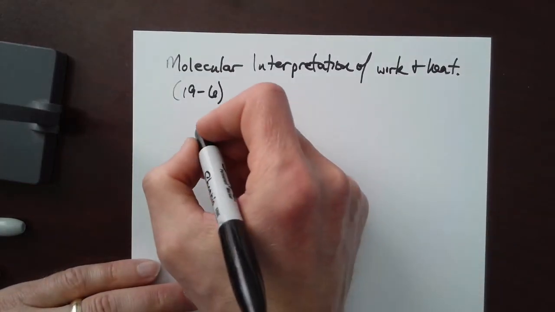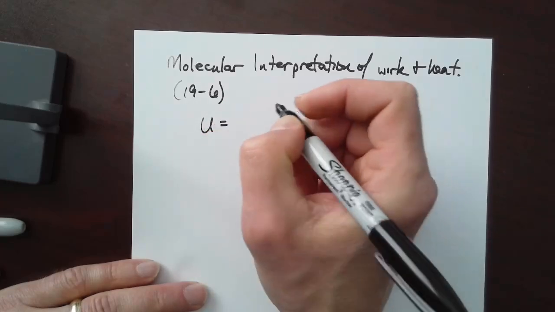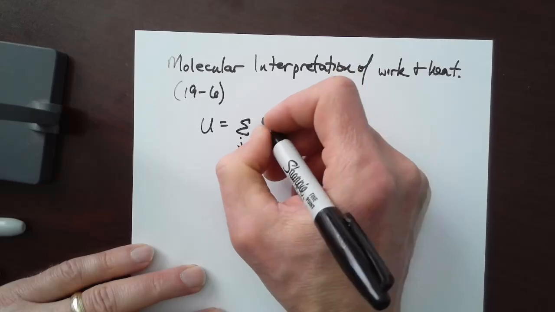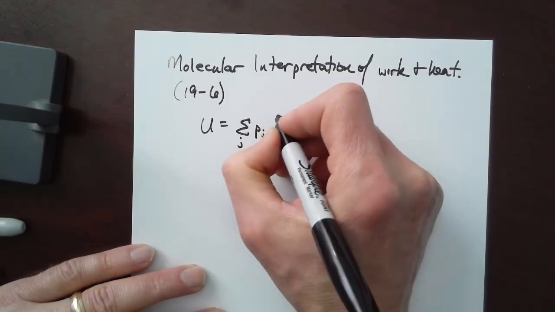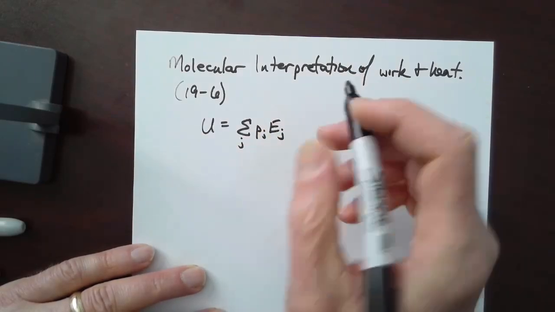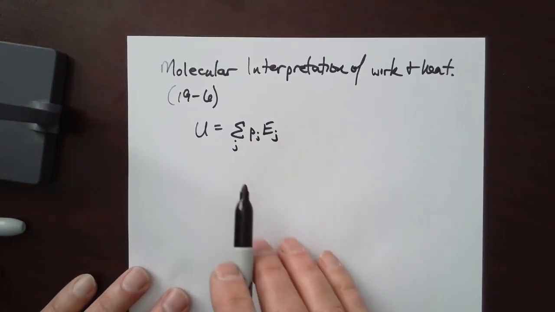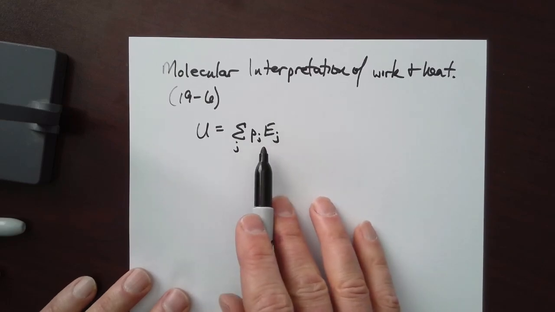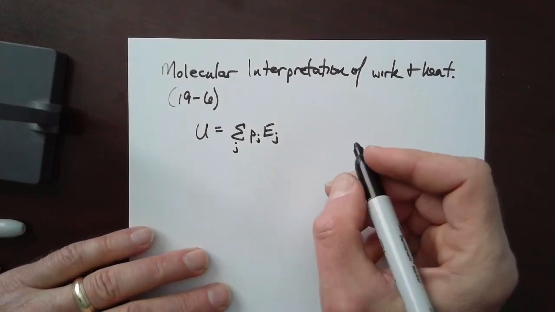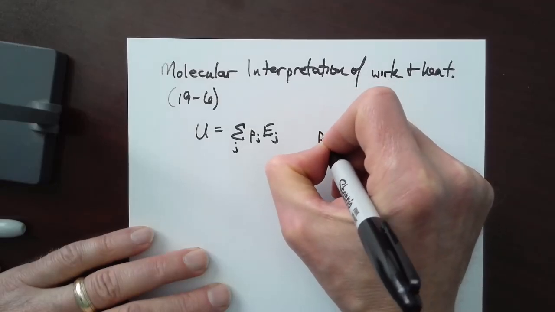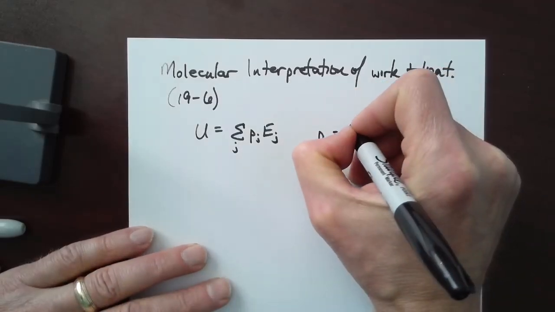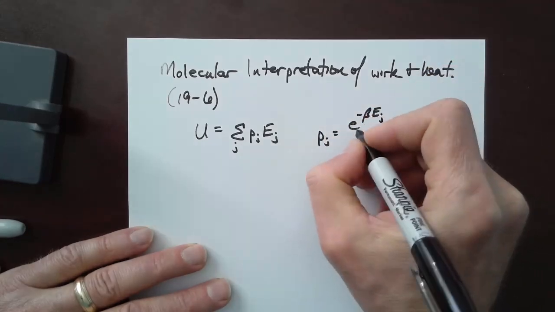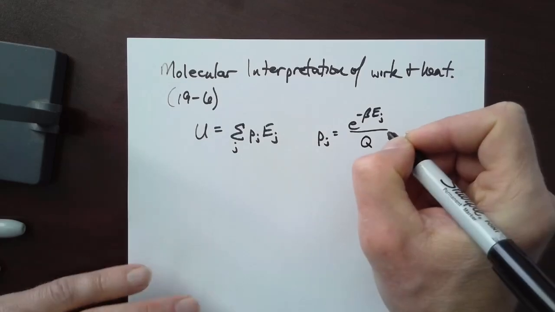All right, so U is equal to the summation of Pj Ej. We just talked through some of this. This is the average energy, so the energy of a system can be described by that, where Pj is e to the minus beta Ej over Q, the partition function.